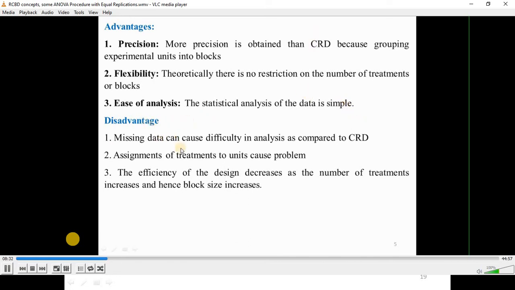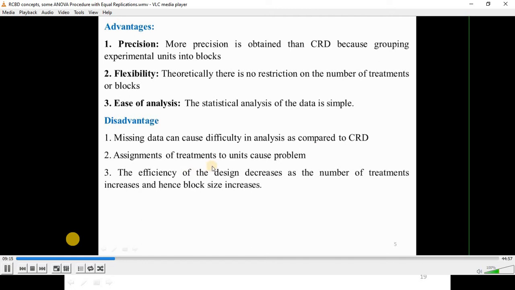When we come to the disadvantages, missing data can cause difficulty in analysis as compared to CRD. In case of CRD, there is no need of estimating missing values and no bias, whereas in this design there's an additional step of estimating the missing value, and this makes the analysis difficult. And the assignment of the treatments to the units causes a problem. It's additional work also. We just have to randomize the treatments to experimental units, and this is also considered an additional problem.